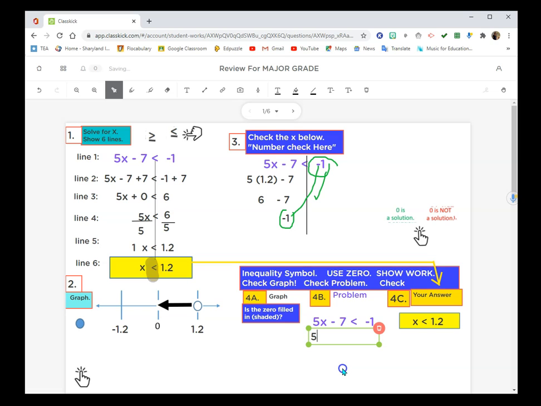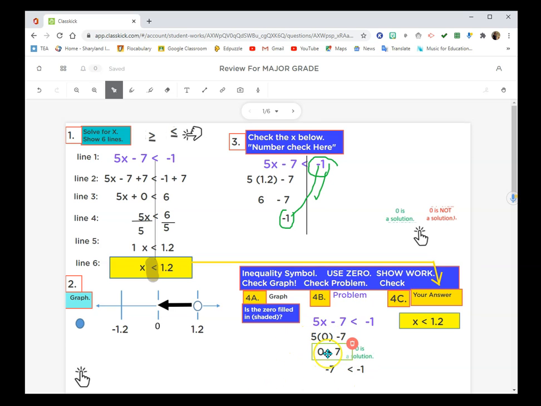Because when you have the original problem and you take 5 times 0 minus 7, 5 times 0 is 0. And then 0 minus 7, hopefully we can see, is negative 7. So when we substituted 0 and we're checking to see if 0 is a solution, when I plugged in 0 for x, I got negative 7 on the left-hand side. Now is negative 7 less than negative 1? That negative 7 is less than negative 1. Is a solution down here.